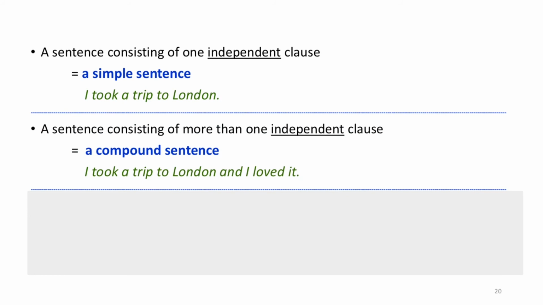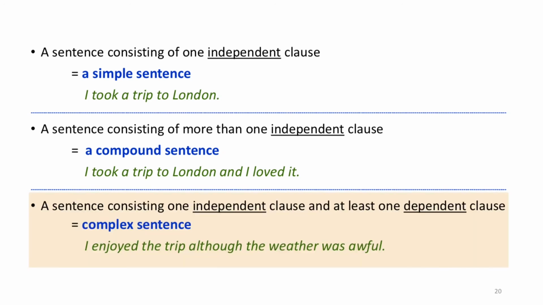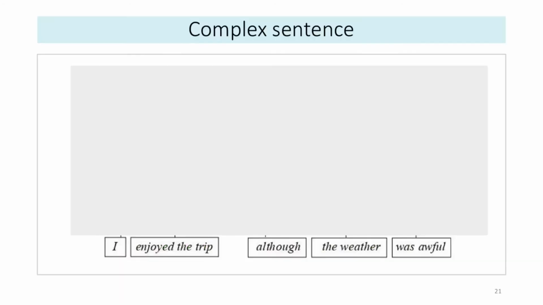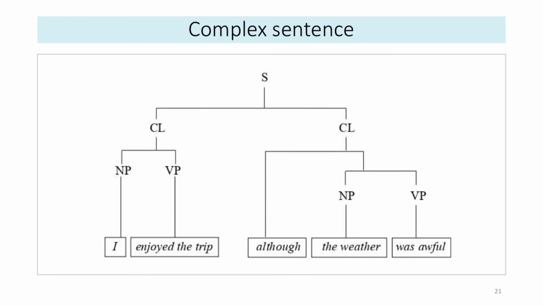Having discussed simple and compound sentences, let's now look at complex sentences. A complex sentence consists of one independent clause and at least one dependent clause. For example, I enjoyed the trip although the weather was awful. In this sentence, I enjoyed the trip is an independent clause, but although the weather was awful is a dependent clause.